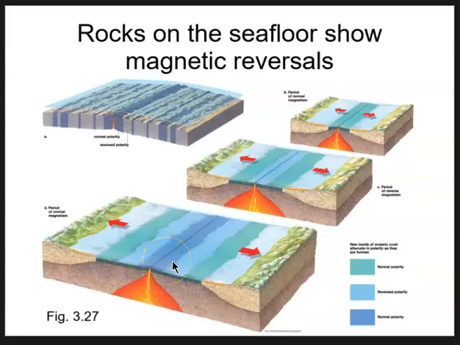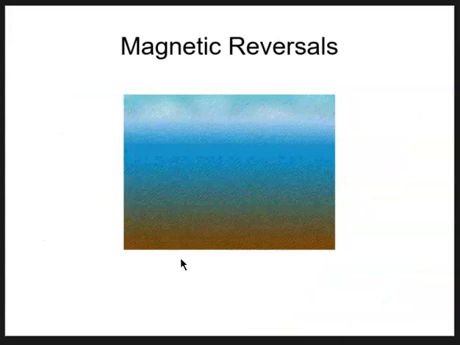So scientists could actually see that there was this pattern of reversals on one side of a mid-ocean ridge that matched up with the pattern on the other side of the mid-ocean ridge. And that told them that each one of those lines were once attached together and they formed at the same time, which is evidence for actual seafloor spreading.